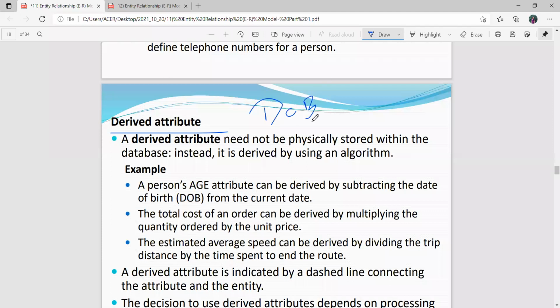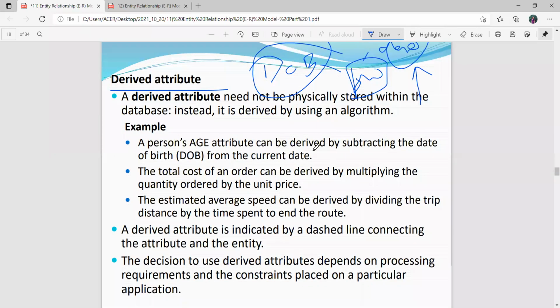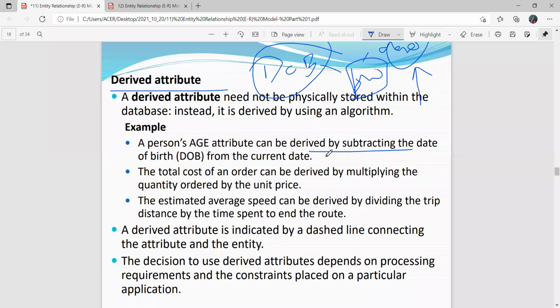You can see DOB, that means date of birth. In the student entity, DOB is an attribute. So we can use this DOB attribute to derive your age. So age is a derived attribute. The person's age attribute can be derived by subtracting the date of birth from the current date. So this is known as a derived attribute. You use an algorithm to create this attribute. Such kinds of attributes are known as derived attributes.